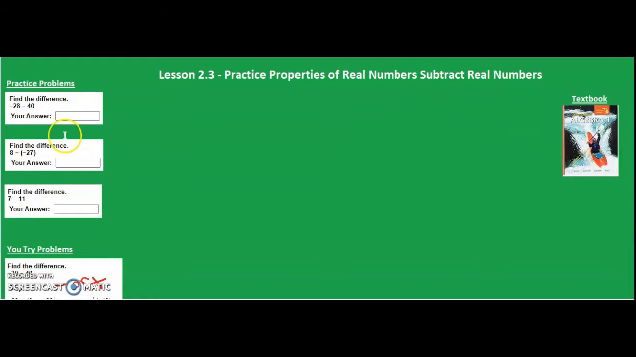Let's jump into the practice problems because we already know what real numbers are. To refresh your memory, real numbers include the set of rational numbers, such as fractions, negative integers, positive integers, and zero.